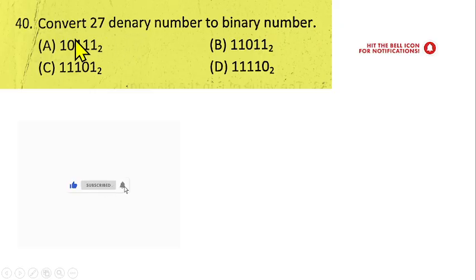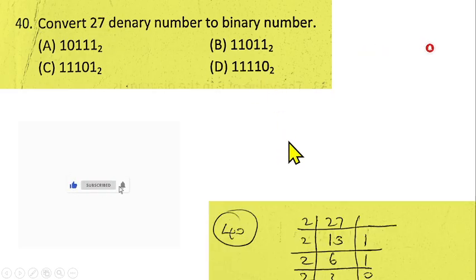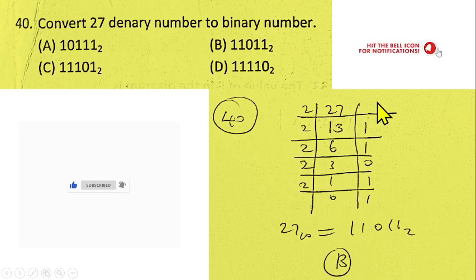So question number 40, convert 27 denary to a binary number. This is a number base conversion, from base 10 to base 2. Very simple as well. That will be long division. 2 into 27 is 13 remainder 1. 2 into 13 is 6 remainder 1. 2 into 6 is 3 remainder 0. 2 into 3 is 1 remainder 1. 2 into 1 is 0 remainder 1. So from there you write your answer from down up: 11011, and that should give us option B.